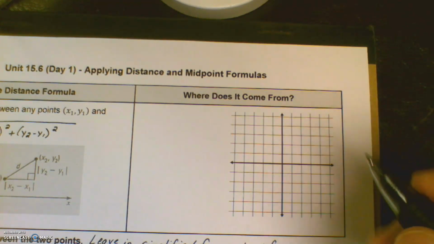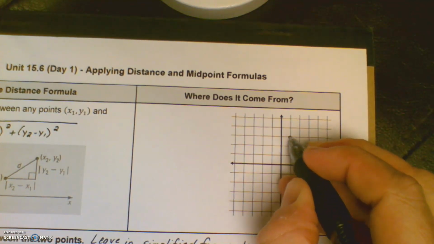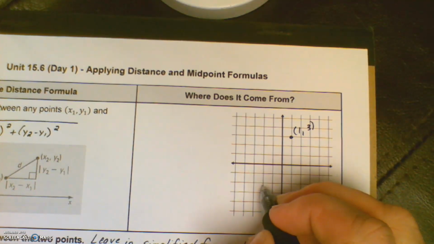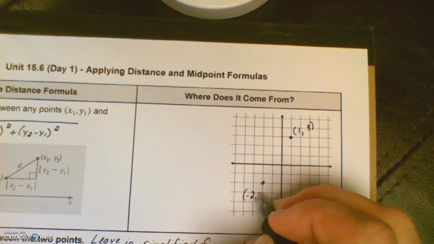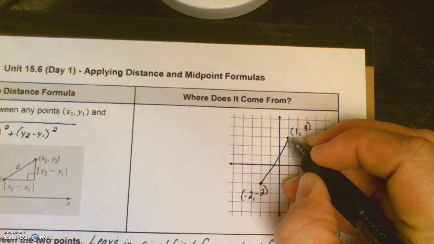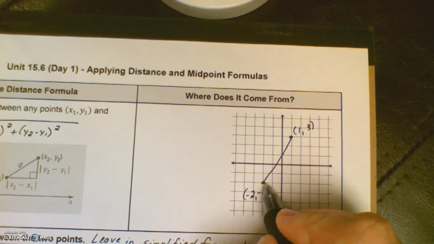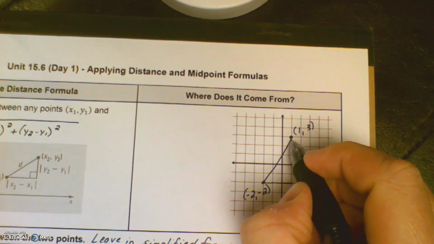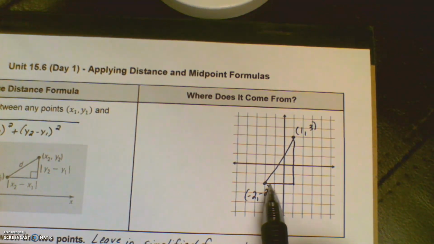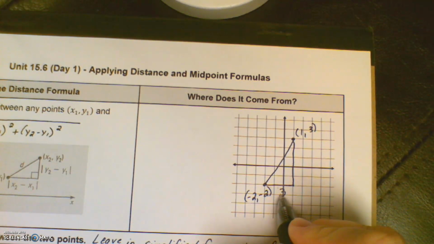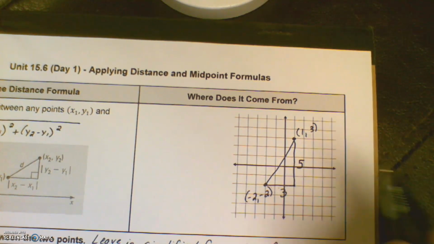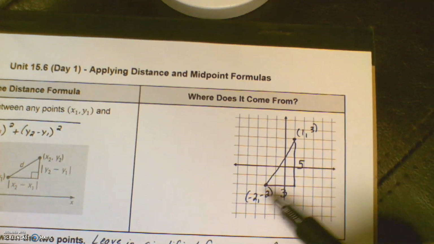Alright, suppose we had the ordered pair 1, 3. So 1, 3. And the ordered pair -2, -2. And this is going to be the hypotenuse. If we connect to form a triangle, count the units: 1, 2, 3. So this would be 3. 1, 2, 3, 4, 5 would be 5. So we can find the distance between the 2 points.